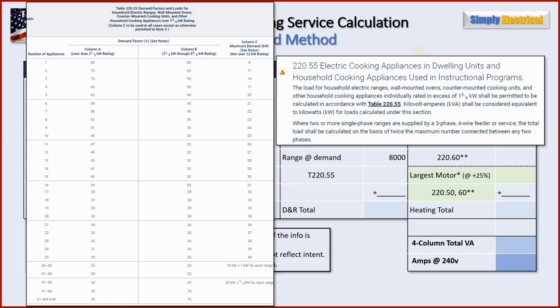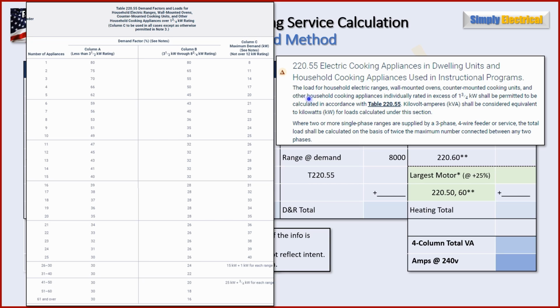Now that we've looked at dryers, let's turn to ranges. We've got to go to 220.55, Electric cooking appliances in dwelling units. Now this also applies to household cooking appliances used in instructional programs, but we're not focused on that here.